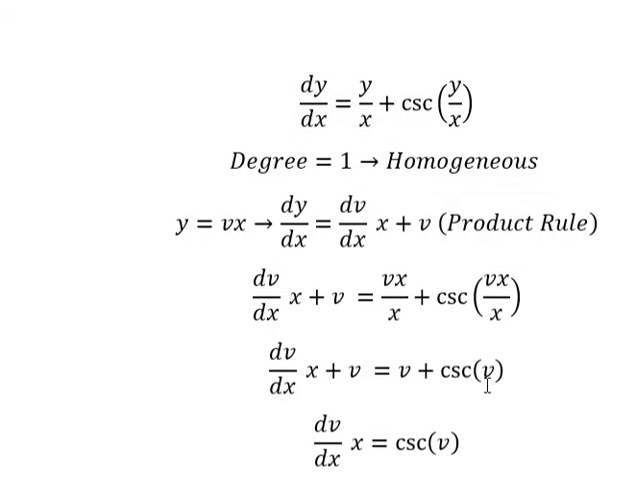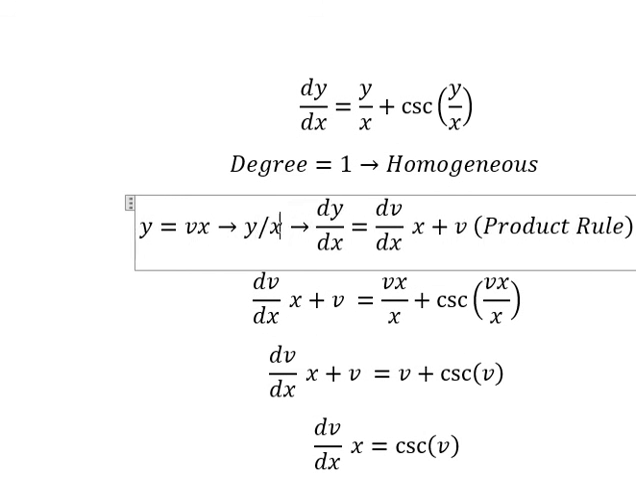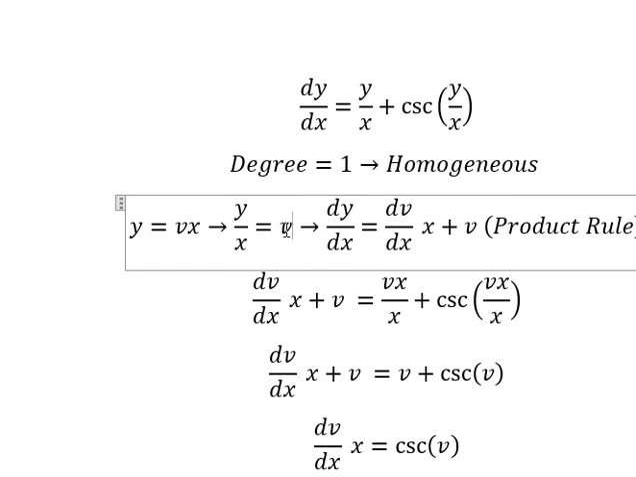About v, that is this one, so we divide both sides by x. And now we need to change v back into this one.